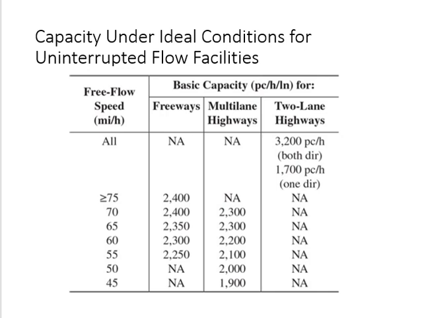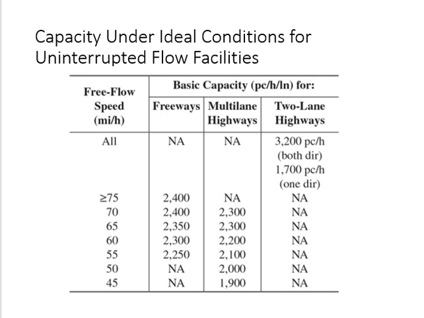Clear? And you can see when the speed is higher, the capacity is also higher. There are some values at which the capacity is not given because these values do not apply to this type of highway. A multi-lane highway cannot have a speed more than 75 miles per hour according to their standards. A freeway cannot have a speed less than 50 or 45. So there is no value there.